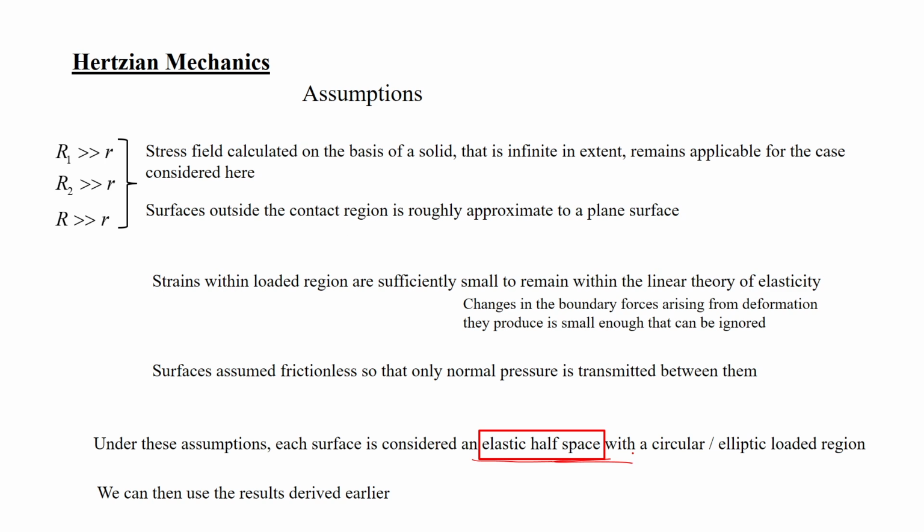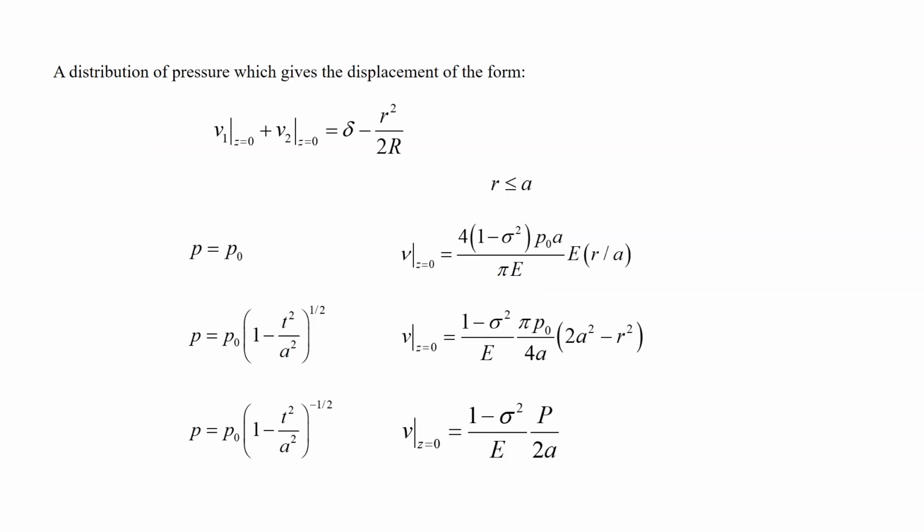Therefore, once we have these assumptions, we can consider that each surface is an elastic half space, and the loaded region is, let us say, a circular region, because I am talking about two spheres in contact. If two spheres are in contact, the contact area will be a circle. So, it is fine to think that it is a circular loaded region. Remember that while we discussed a point load and the elastic half space, a point load or a distributed load, we discussed this circular loaded region. We will show this once again now. We can then use the results derived earlier, that is the important thing. Whatever we have derived earlier is now useful, because we are indeed discussing a curved surface, and those results that we derived for the elastic half space will be useful.